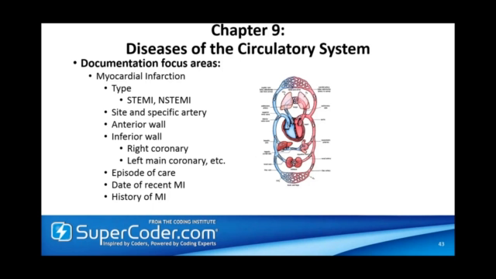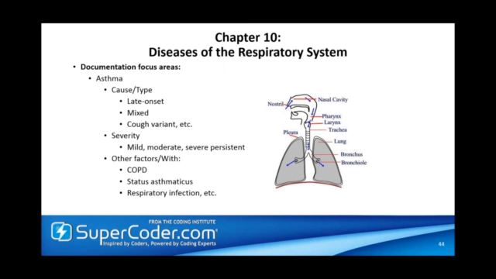Chapter 10. ICD-10 has updated the terminology used to describe asthma in Chapter 10, Diseases of the Respiratory System. When documenting asthma, the provider must include 3 components for you to assign the correct code: the cause or type, late onset, mixed, exercise-induced, cough variant, smoking-related, chemical or particulate cause, or occupational. The severity, mild persistent, moderate, severe persistent, and other factors, such as acute, chronic, intermittent, persistent, status asthmaticus, or acute exacerbation, or if the patient has COPD or a respiratory infection.